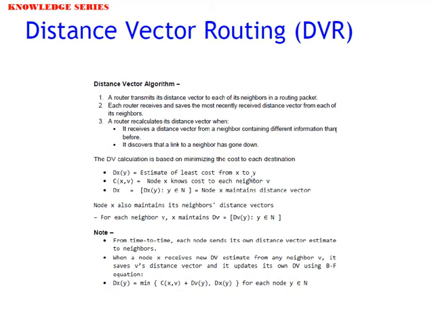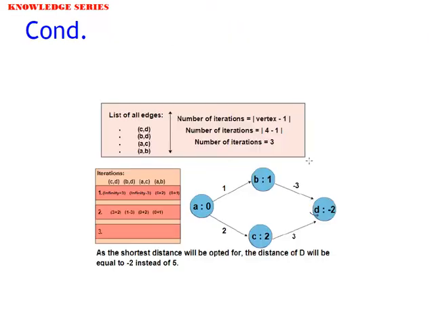Each router receives and saves the most recently received distance vector from each of its neighbors. That means the router receives and saves the distance vector information from its neighbor, and the router calculates its distance vector when it receives the distance vector from its neighbor. That is one point, and it contains different information than before. That means it is updating its information, and it discovers the link of the neighbor has gone down. That is what you can see.